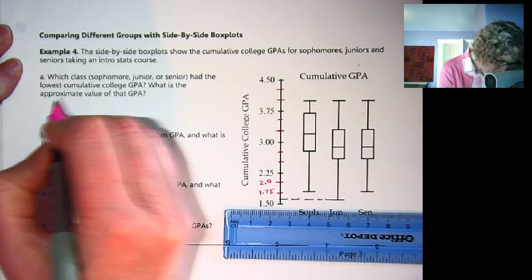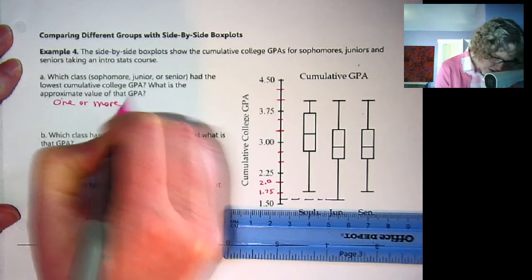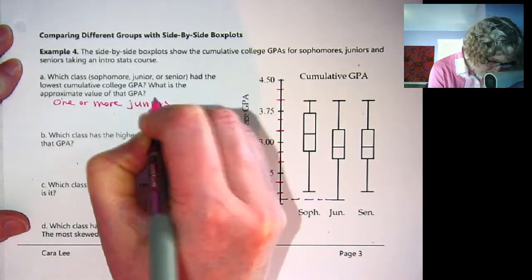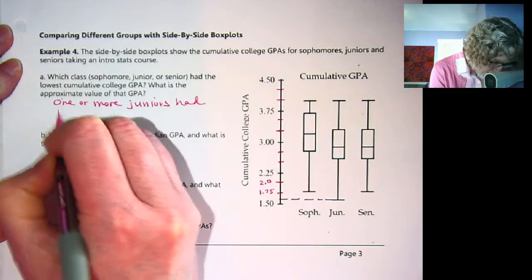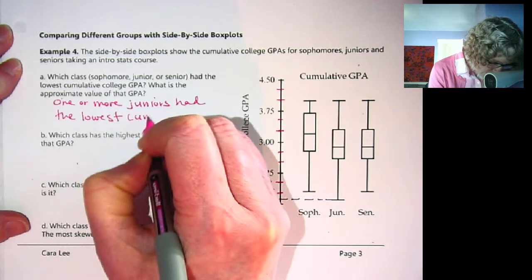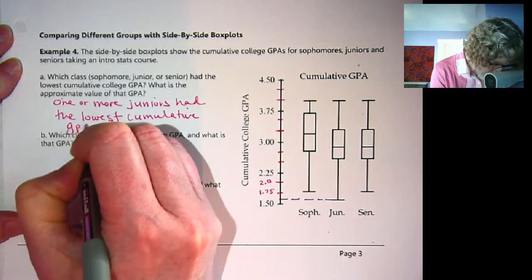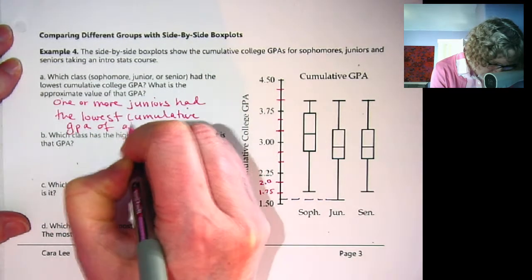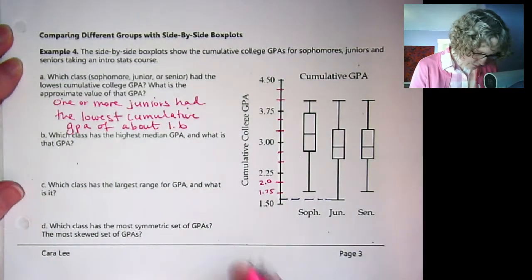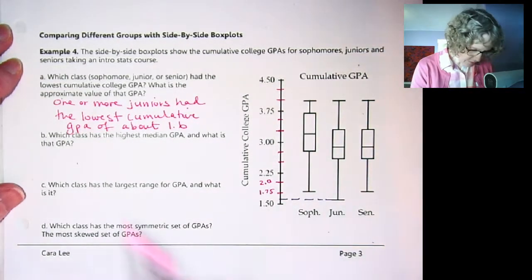So the juniors, so one or more juniors had the lowest cumulative GPA of about 1.6. Okay, so we're just getting practice reading these box plots.